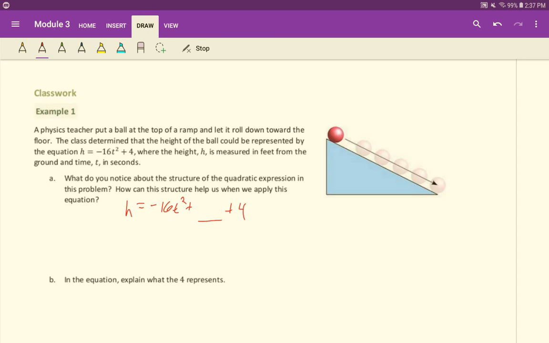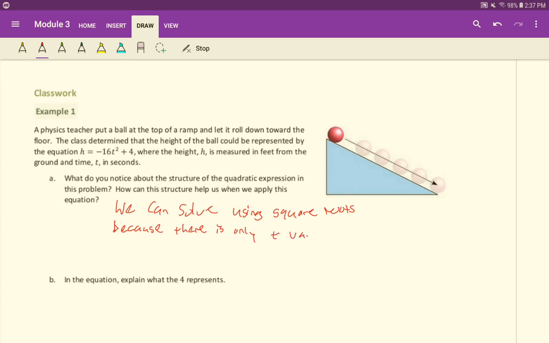Which means then, since we only have this single t right here that we're solving for, we don't need to use factoring, for example. We'll be able to just isolate and solve using square roots. So we'll write that: we can solve using square roots, because there is only one t variable.